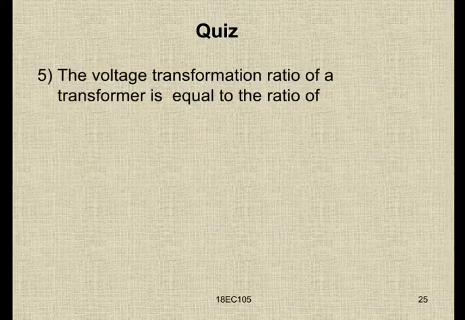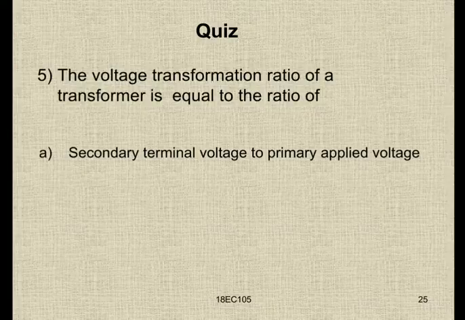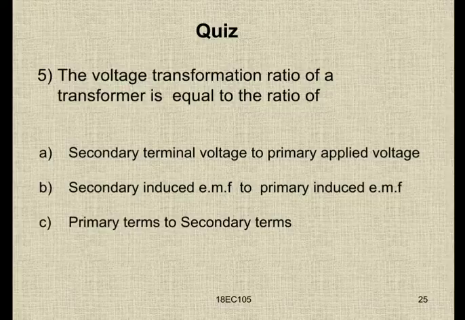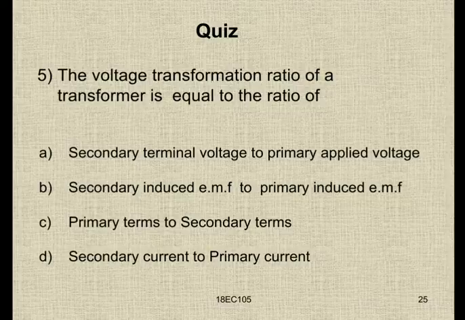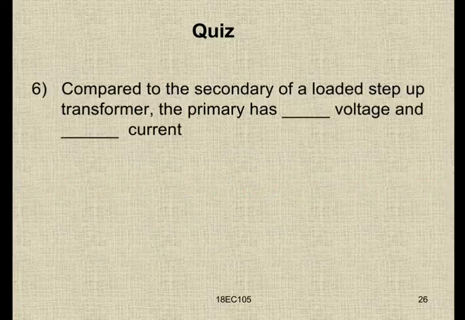The voltage transformation ratio of a transformer is equal to the ratio of secondary terminal voltage to primary applied voltage, choice A. Then secondary induced EMF to primary induced EMF in choice B. Then primary turns to secondary turns. Then secondary current to primary current. What is the right answer? We are talking about voltage transformer ratio is equal to ratio of what? It is nothing but secondary induced EMF to primary induced EMF.